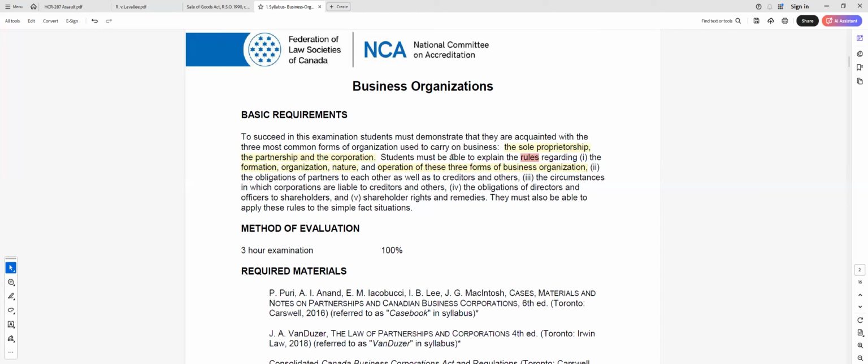Secondly, the student should be able to explain the rules regarding the obligations of the partners to each other as well as to the creditors and others. When we say partners, a partnership may have different partners. Limited partnership is a type of partnership where there will be one general partner and another who is a limited partner. The general partner will be liable to an unlimited extent, and the limited partner will be liable to a limited extent.